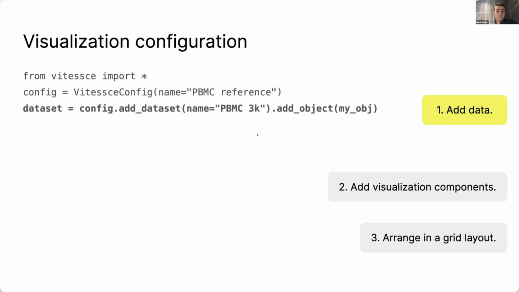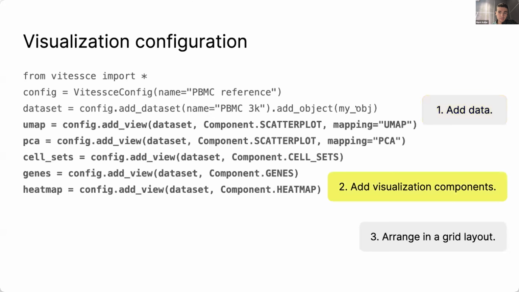So the first step to configure the visualization in Python would be to import the functions from the package. And then we create a new configuration and add an object in our single cell data. Next, we add the visualizations that we are interested in using. So in this case, we might add 2 scatter plots. So we specify that the data set that we want to use is the one that we added here.